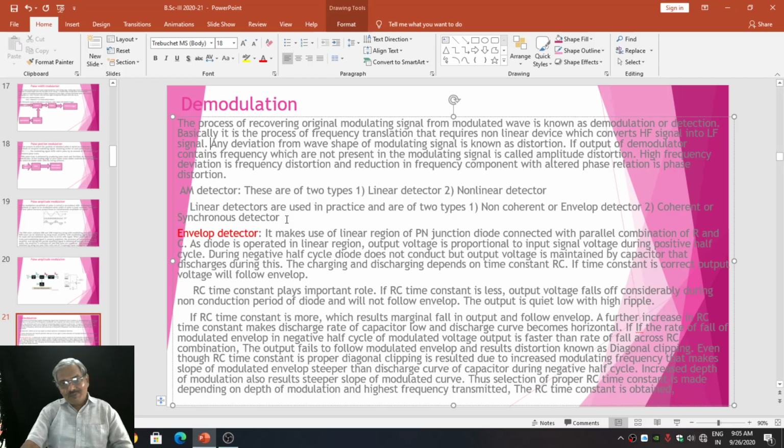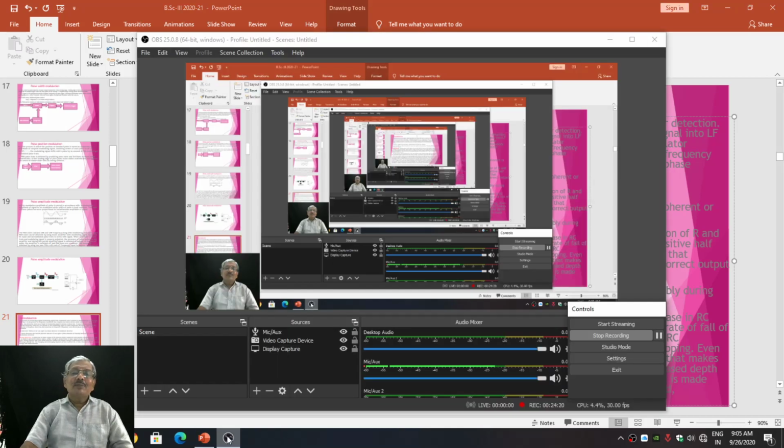Student friends, we have just introduced the meaning of demodulation and its types, and the details regarding the demodulators and detectors used for the AM detector as well as the FM detector. We are going to study them in the next period. Today we will stop here.